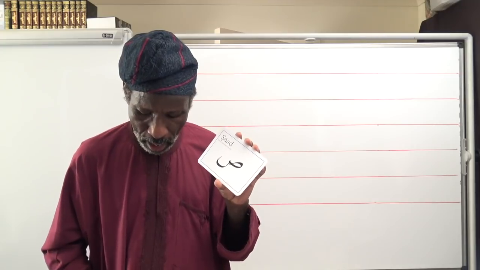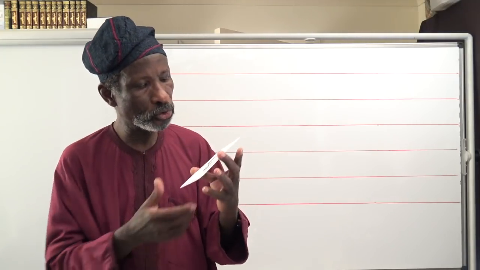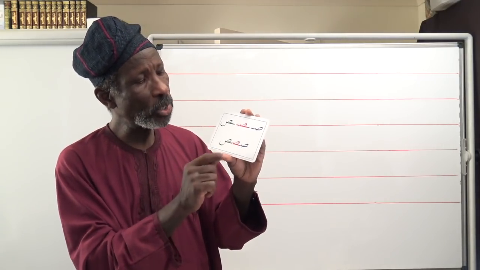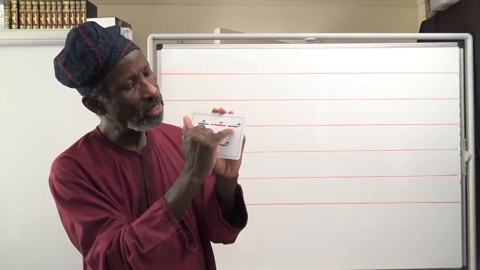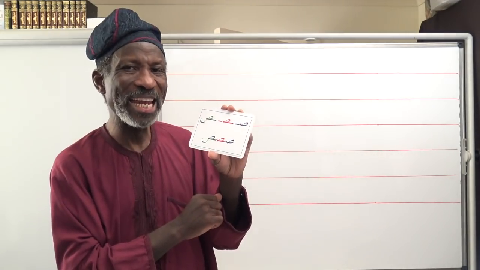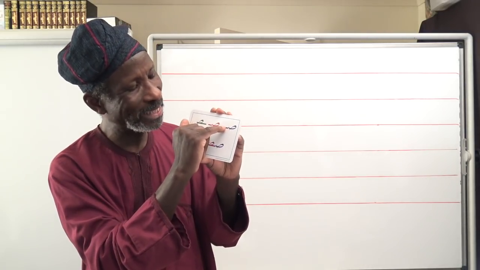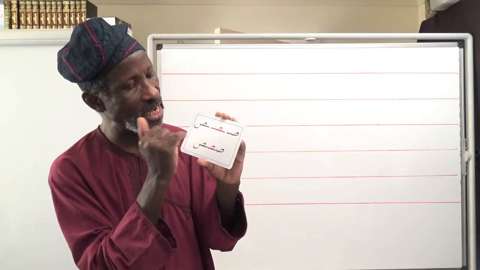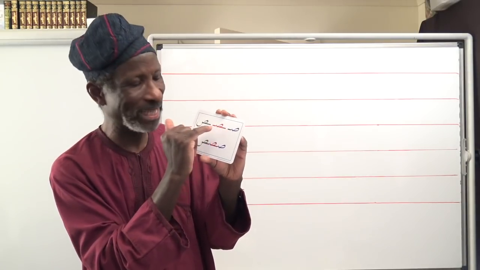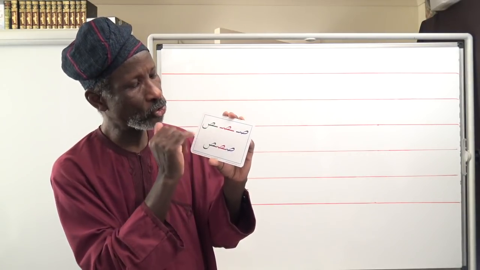Sword. Now we have sword. When you are joining your sword, this little corner is the end of the letter itself. Then from that little corner, you extend it to join another one. You need that little corner there before you extend it. That's sword, the beginning.